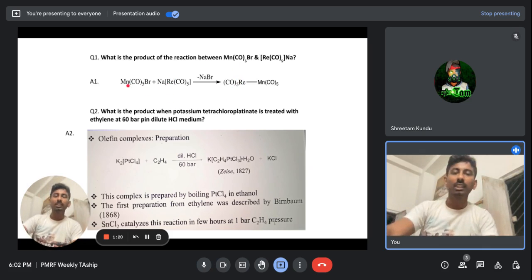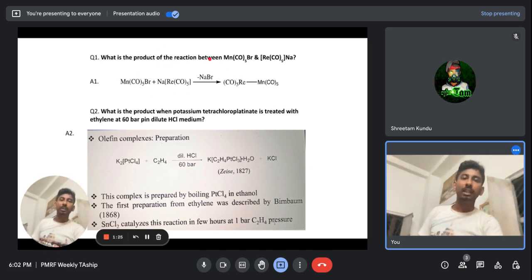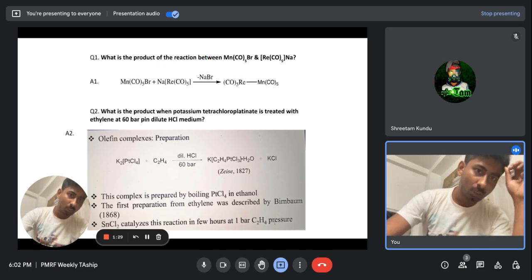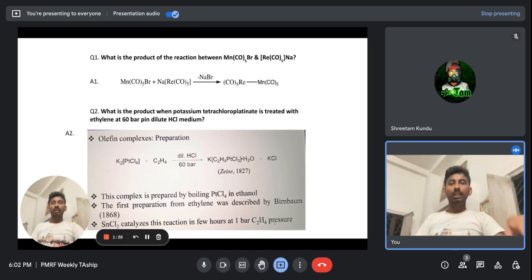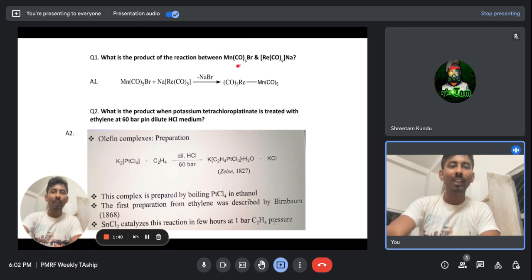The first question is regarding what is the product of the reaction between MnCO5Br, pentacarbonyl manganese bromide, and NaRe(CO)5. Both of these compounds are metal carbonyls. And the first one, MnCO5Br, is a well-known compound.